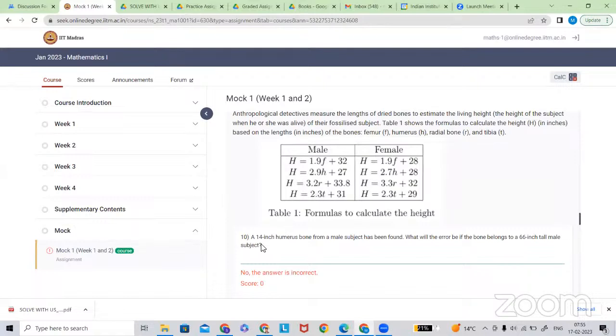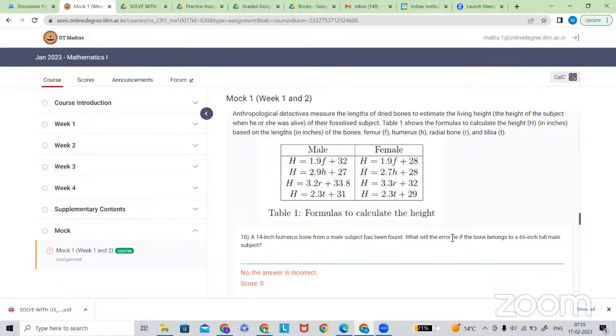And it says a 14-inch humerus bone from a male subject. So if h is given, see, h is the humerus, then you can calculate the height using this one. You can calculate the height of a male using these variables f, h, r and t, where the information is given on what f, h, t, r are. So you can calculate the height of a male who has a 14-inch humerus bone.